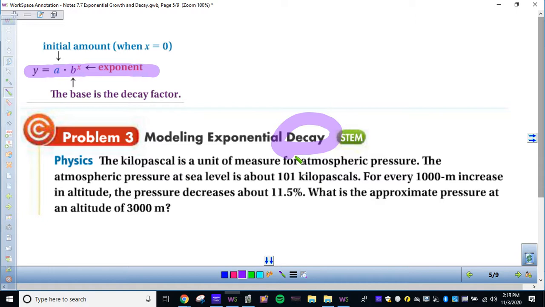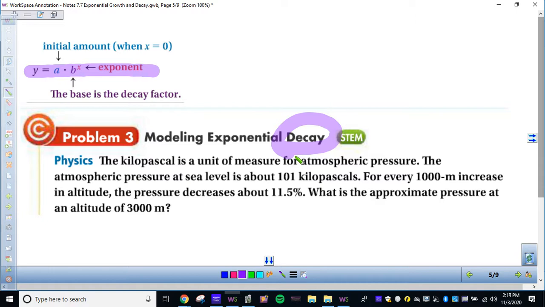We're talking about decay. So when you do problems in your homework, it won't always tell you it's growth or decay. You have to read the problem and figure out whether it's growth or decay. Because it's algebra 1, they're not going to be overly tricky about it. They'll use words like increase and decrease, increase growth, decrease decay. So it'll be relatively transparent, straightforward.